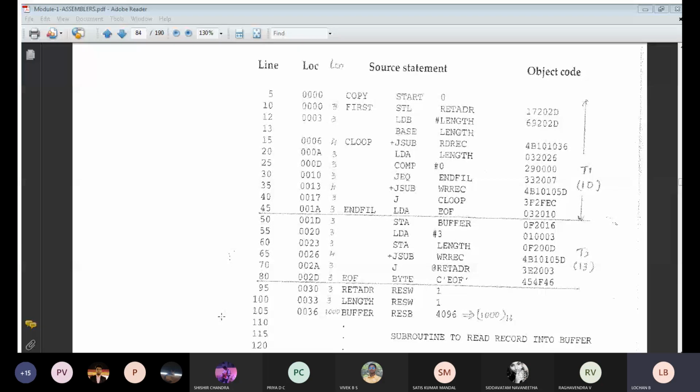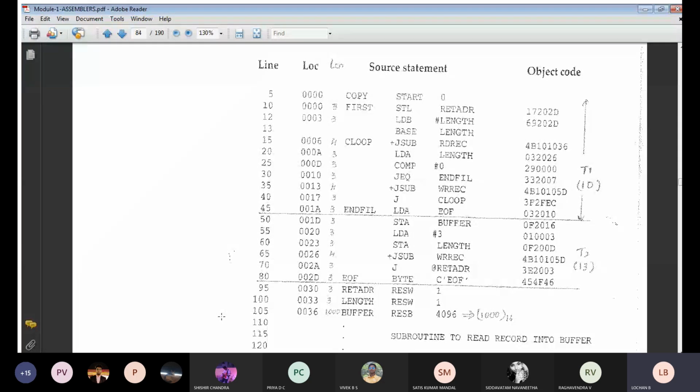Everyone look here. One thing I want to tell you, which I also told you in the beginning class: if it is a format 3, I'll be adding plus 3 to each address. If it is a format 4, I'll be adding plus 4 for each address. For example, in the first starting address, you will be getting 000. That is your starting address. We will not calculate the object code for your starting address and your ending address.